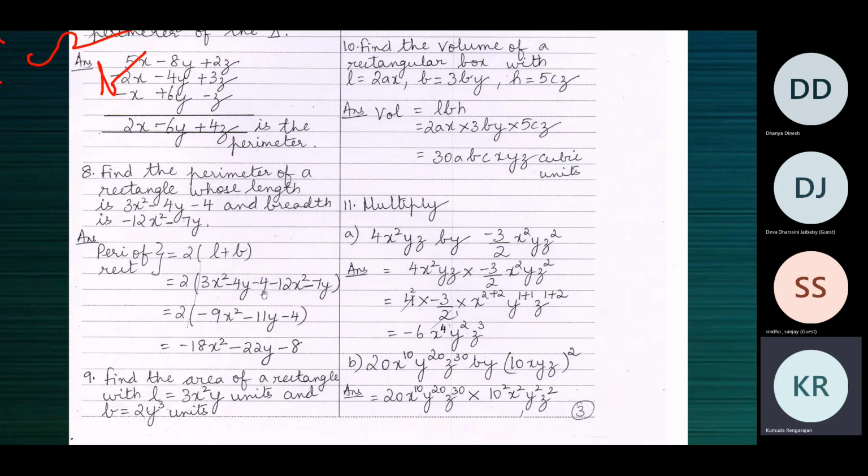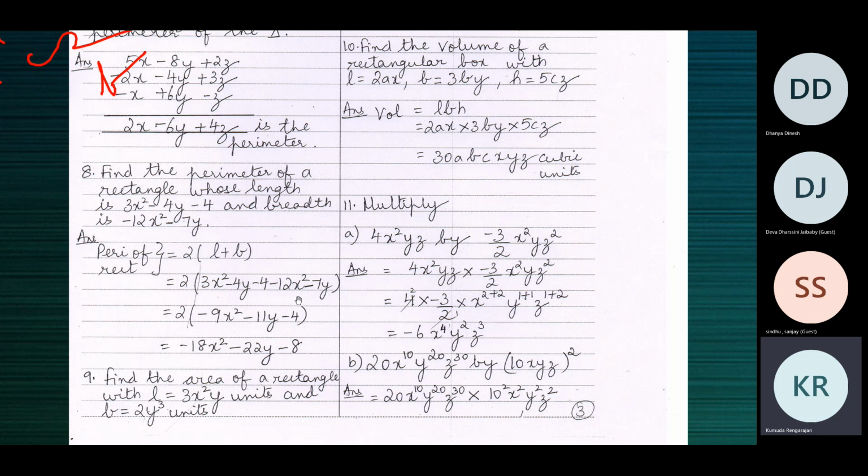Here 2 of L, this is L plus B. Plus B, you can write the terms here as they are. This is L plus B plus B. You can't see the positive sign there because plus into minus 12x square is minus 12x square.